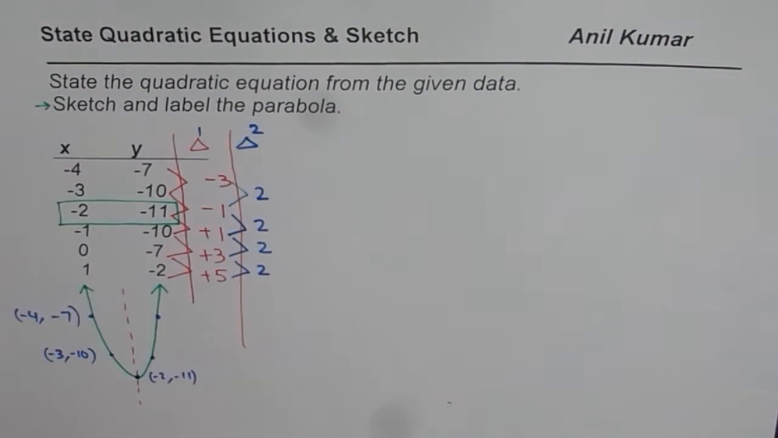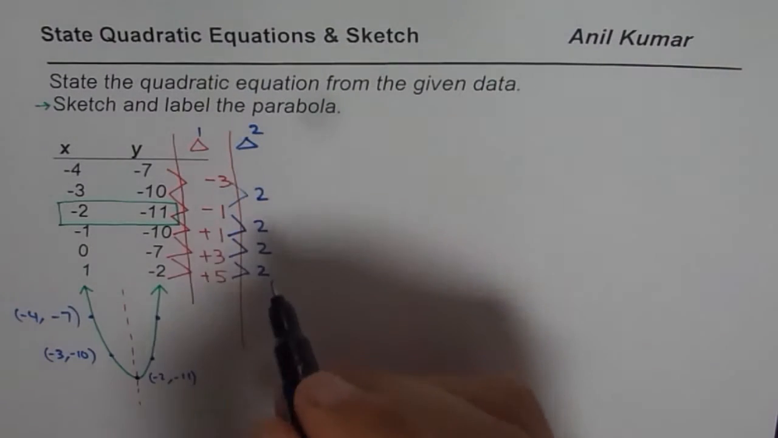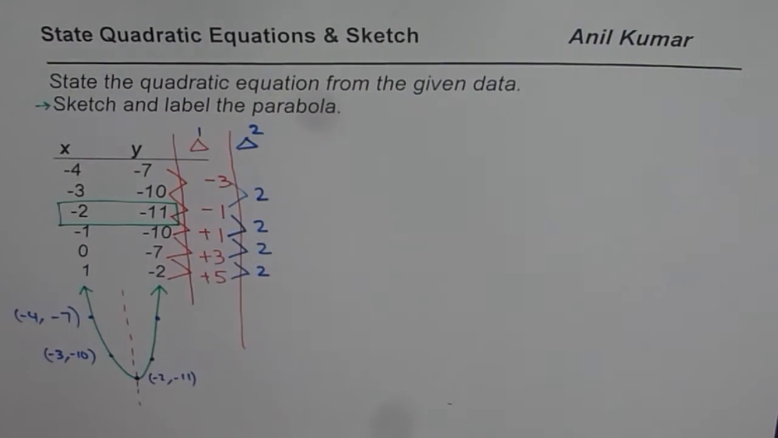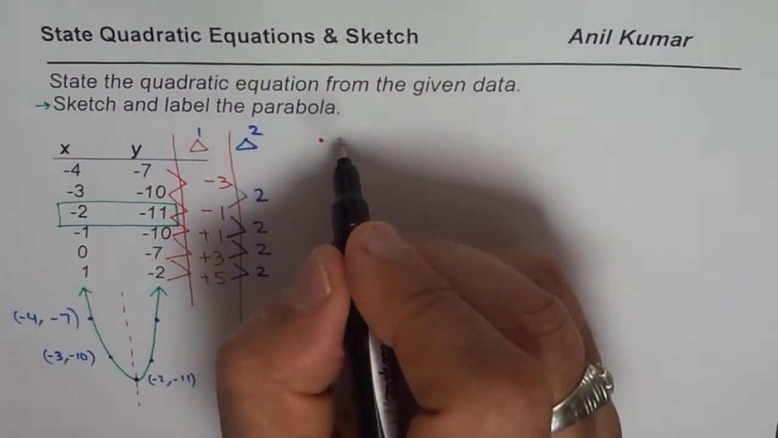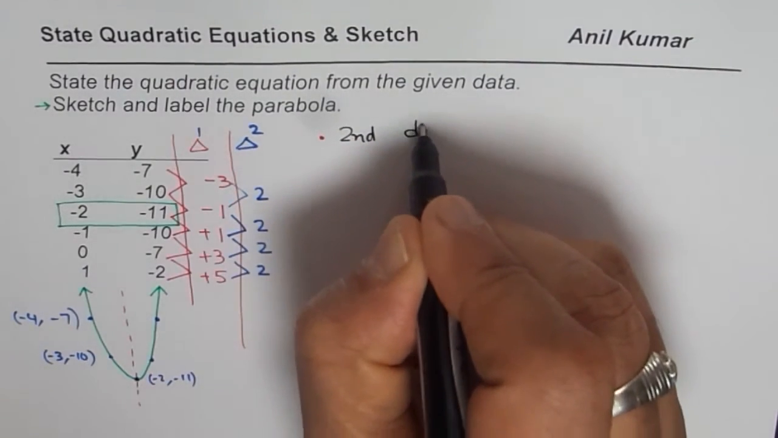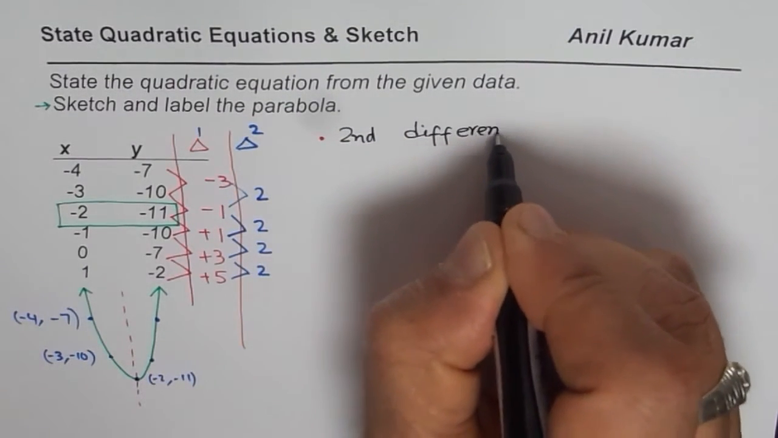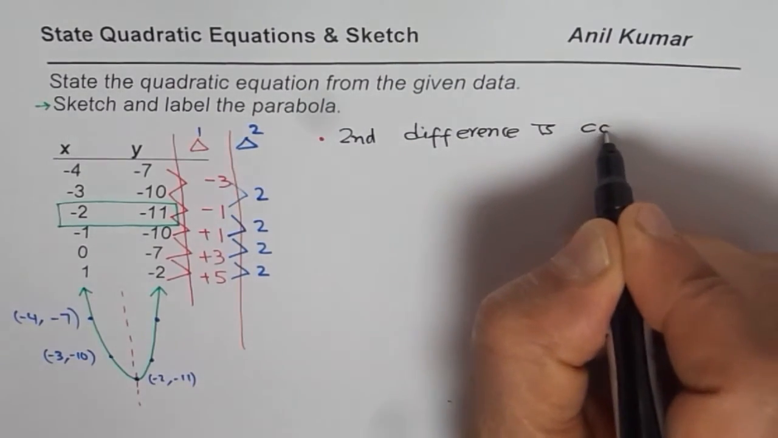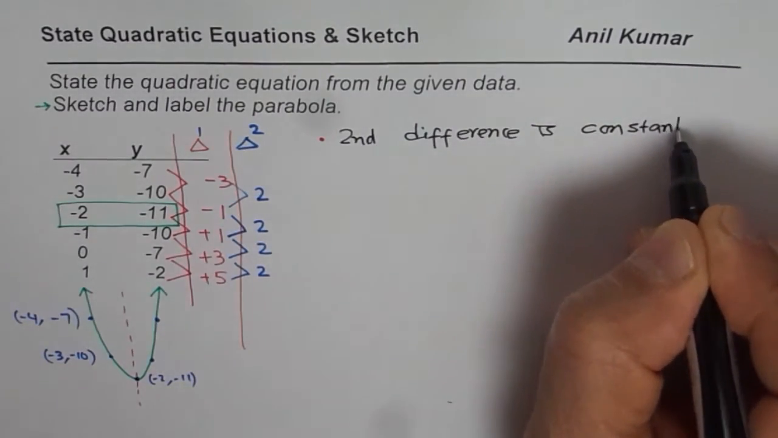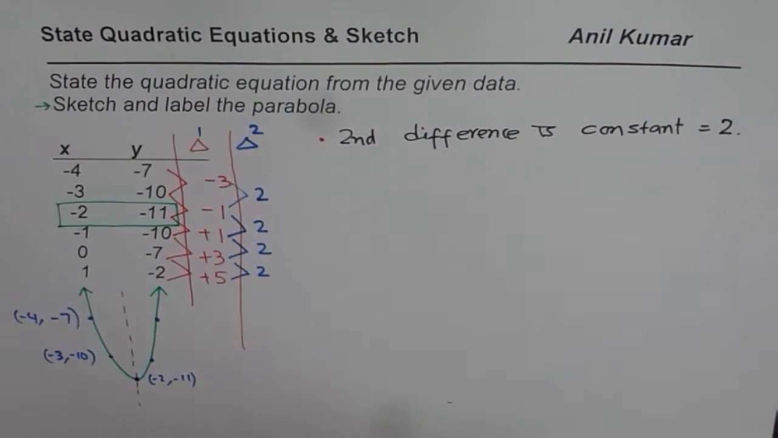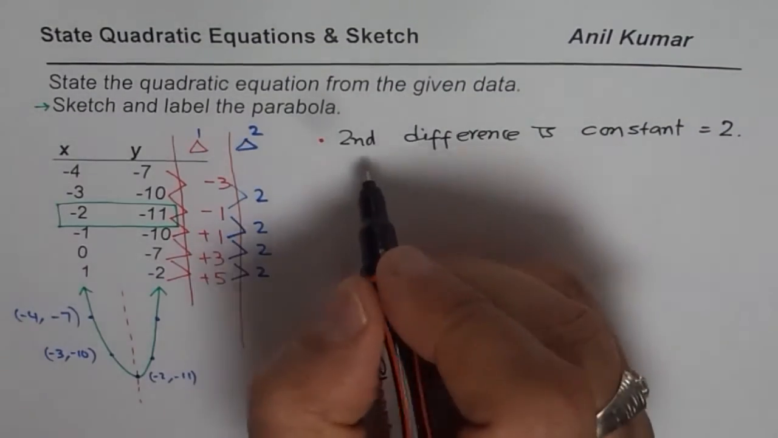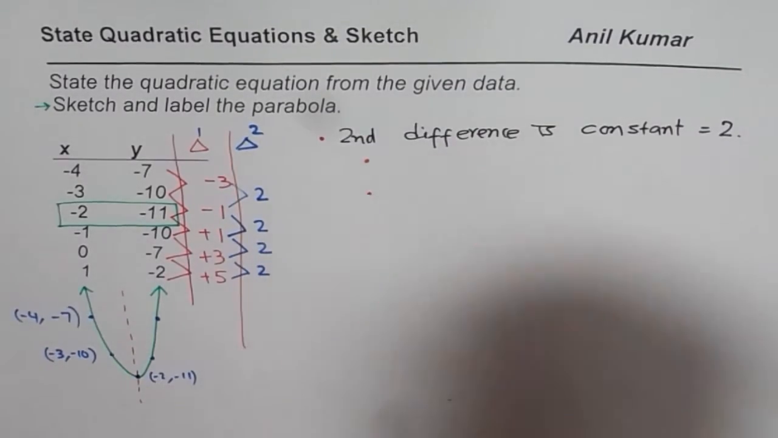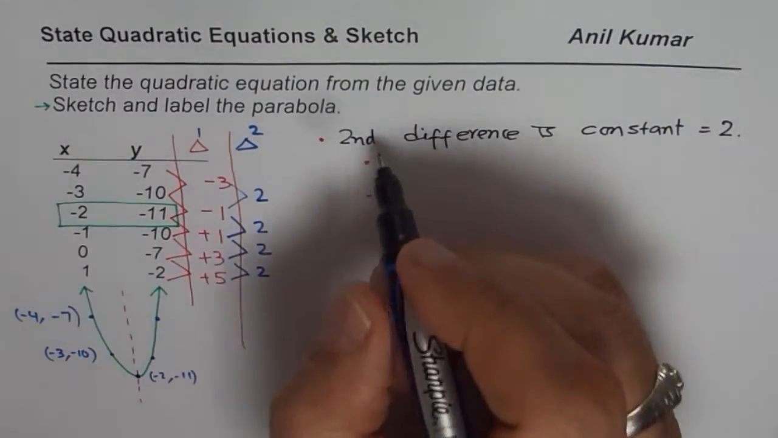Now since the second difference is constant, what do we infer? So we can write down what we've got here. So second difference is constant, and it is equal to 2, right? Second difference is 2. This really gives us a couple of pieces of information. It is +2. So it tells us 2 things. Can you tell me what 2 things we get from here? Yes, one is it opens upwards.